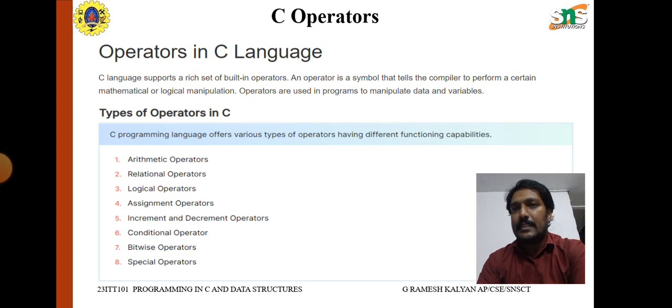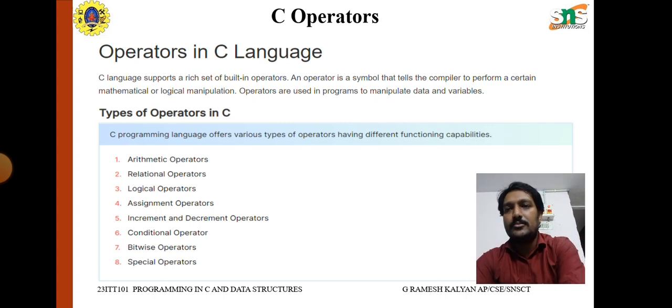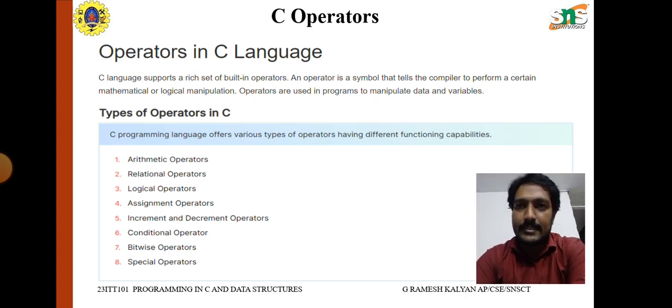So, C operators. The C language supports a rich set of built-in operators. An operator is a symbol that tells the compiler to perform a certain mathematical or logical operation. These operators are used in the program to manipulate the data and the variables. So we have a number of types of operators.